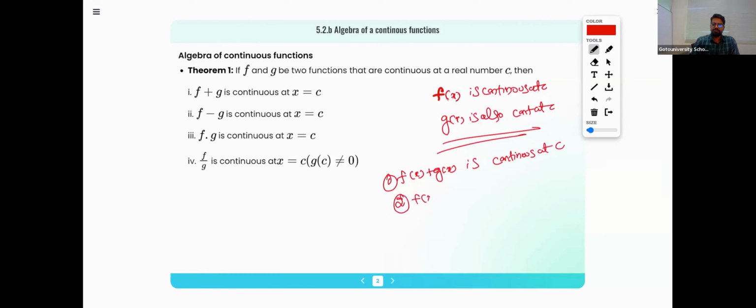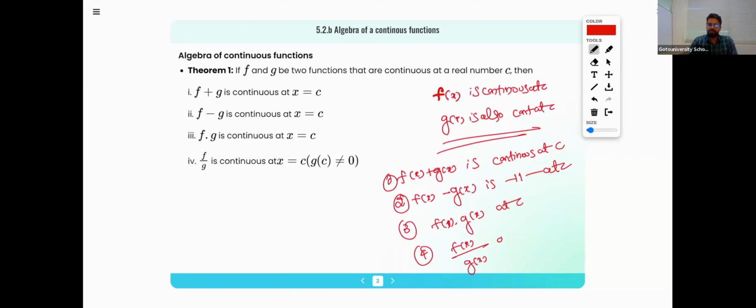Similarly, I can say its difference is also continuous at C. I can also say the product of these two functions will also be continuous at C. And finally, we can say the division or the fraction is also continuous at C, provided, very important condition, g of x is not equal to 0 at C. Okay, instead of writing at C, they have told directly f and g are continuous at C.